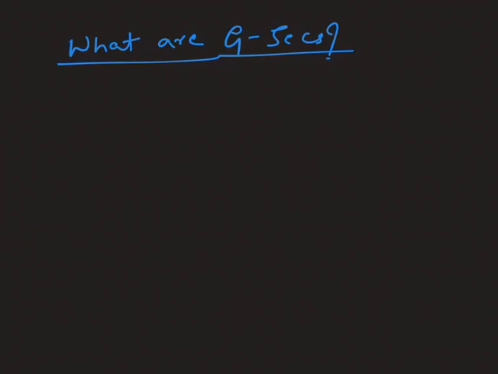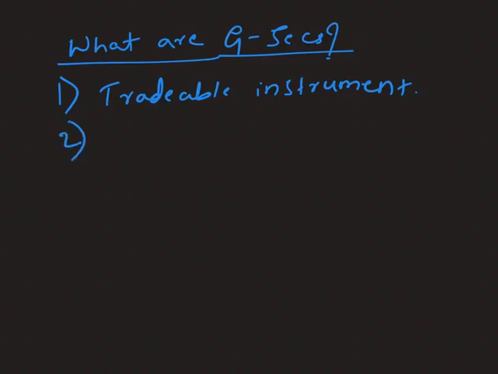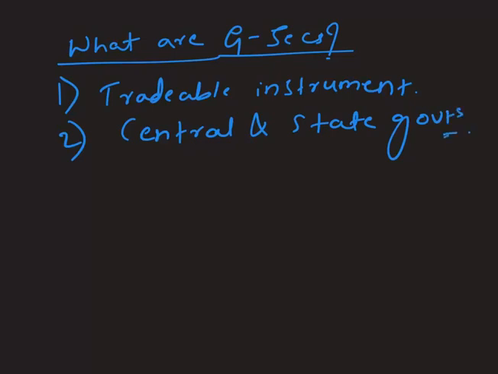So firstly, what are government securities, or more popularly called G-Secs? The first point to note here is that it is a tradable instrument. The second point to note here is that these securities can be issued both by the central as well as state governments, which means both the central as well as state governments acknowledge the debt obligation.